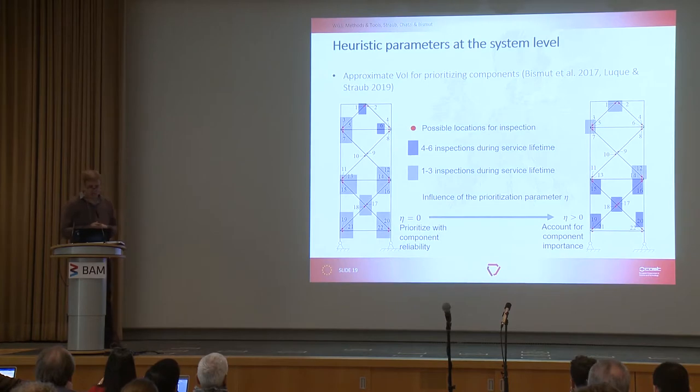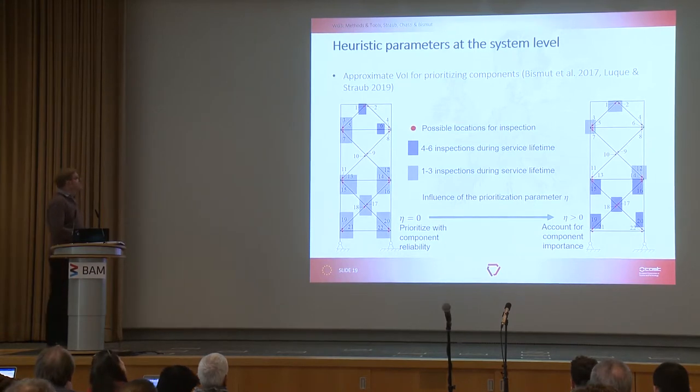We have looked a bit into how to optimize, for example, the locations of inspection or monitoring by using a heuristic that says, okay, in principle, we should inspect or monitor those components that give us the highest value of information. Now, that is something we cannot directly compute, but we can find an approximation of the value of information. It somehow depends on how reliable the component is. It depends on the importance of the components in the structure. And we parameterize this by a parameter, and we then try to optimize the whole thing.